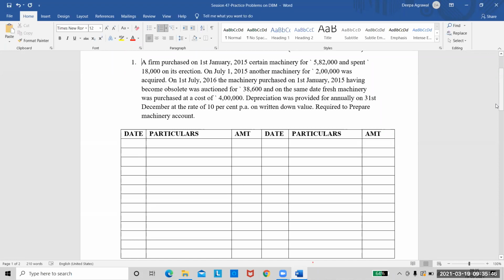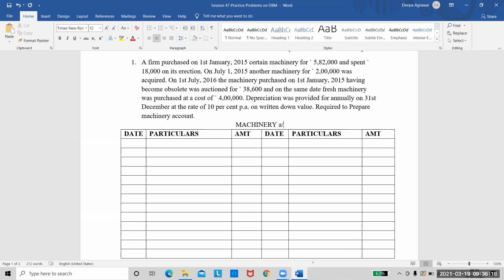So totally, how many machinery do we have? 3. We purchased first 2 in the first year. In the second year, we sold the first one and purchased the third one. Right? Depreciation was provided annually on 31st December at the rate of 10% per annum on written down value required to prepare machinery account. So which method is the firm following here? It's the written down value method or the diminishing balance method.